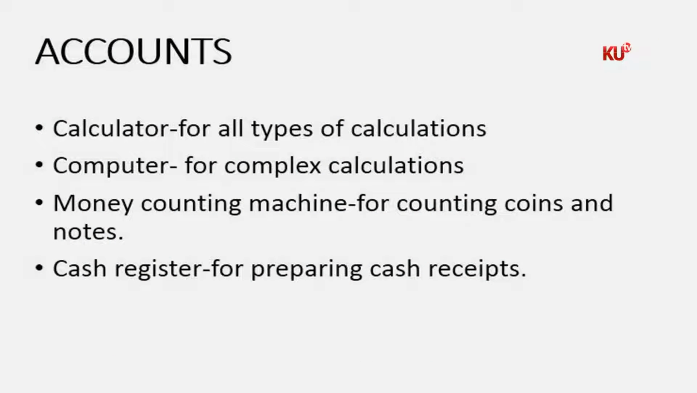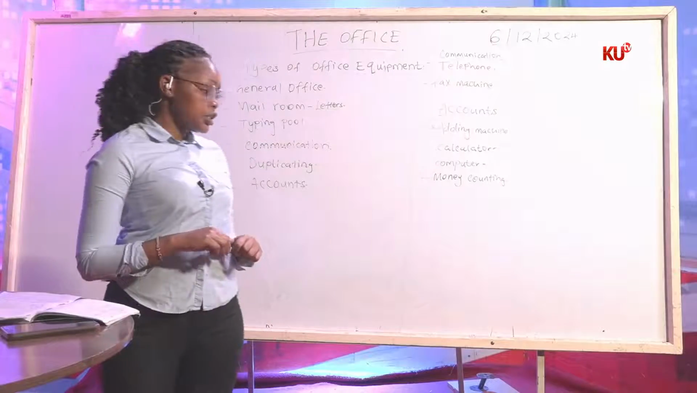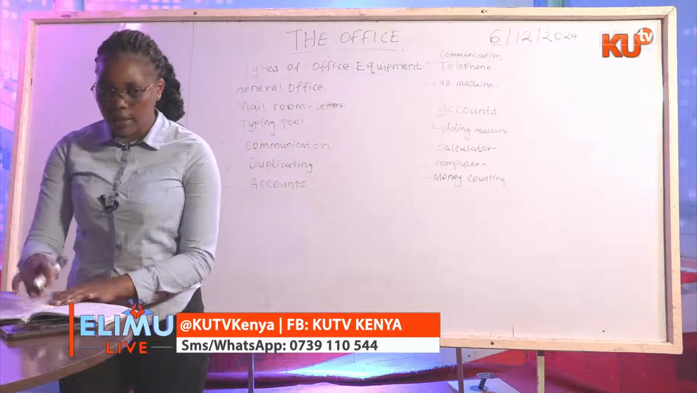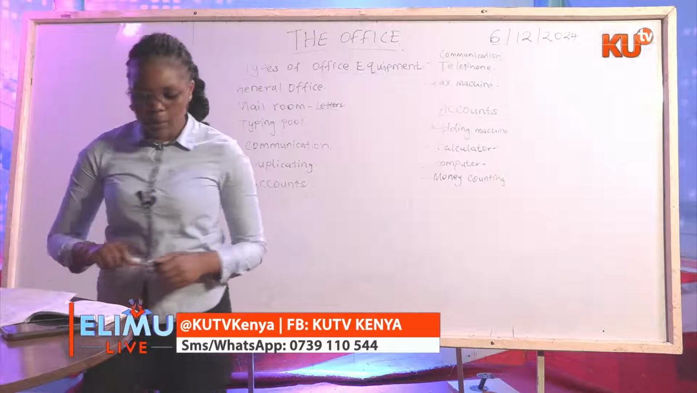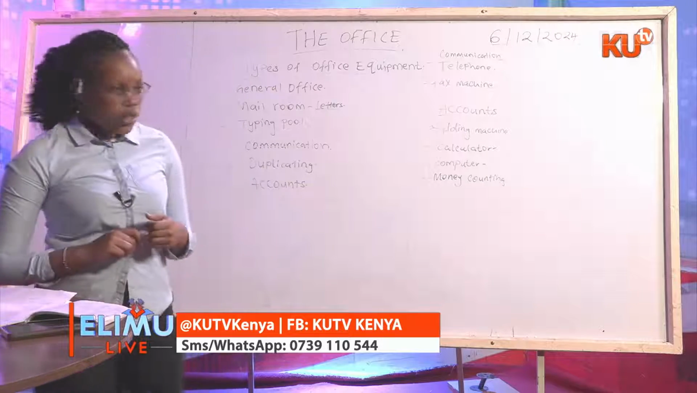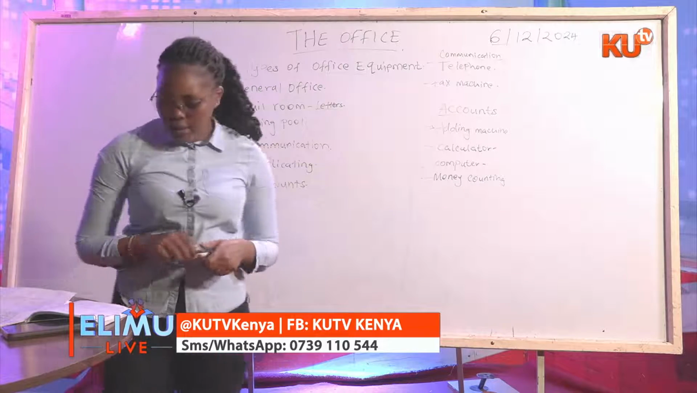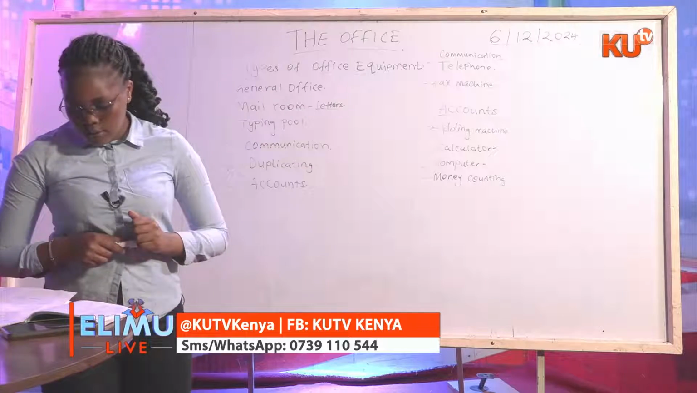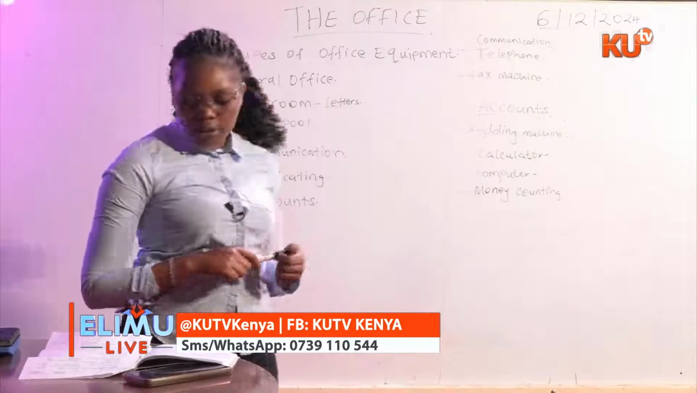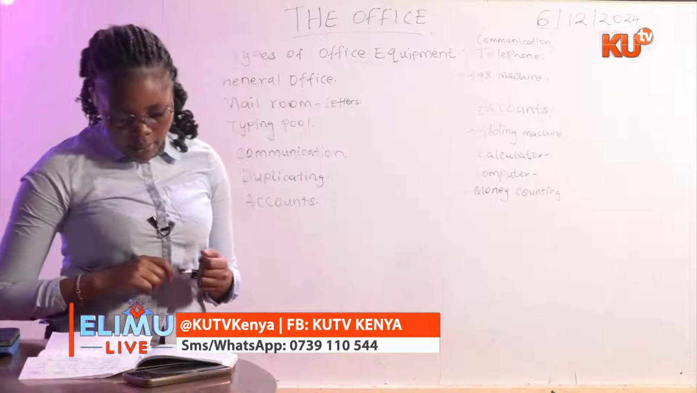A money counting machine. This one is used for counting notes and coins, and mostly money counting machines are found in banks, whereby most of the tellers use them to count notes mostly, and also coins. So that one is a machine that is used for counting notes and coins, mostly used in banks.